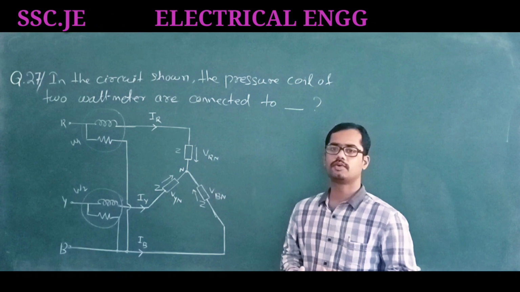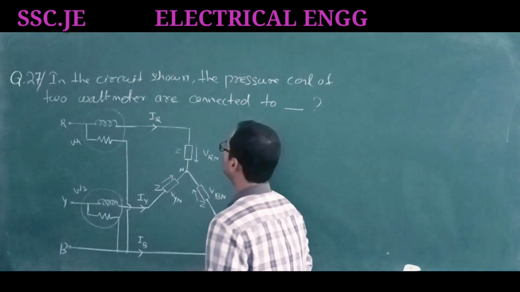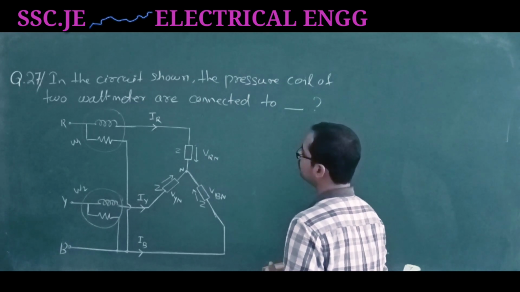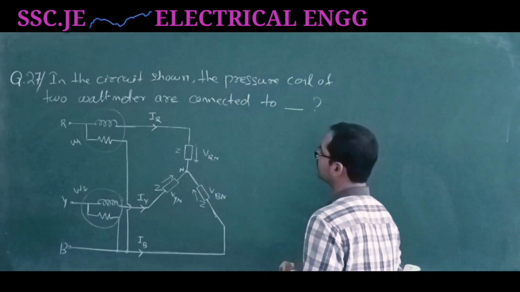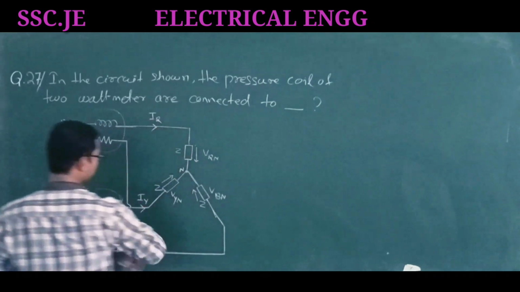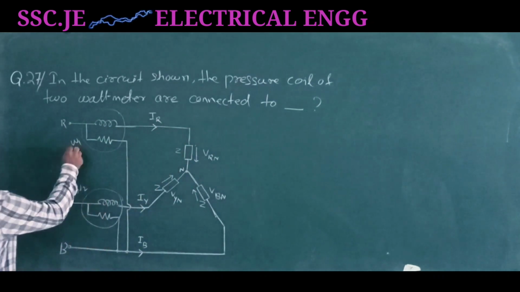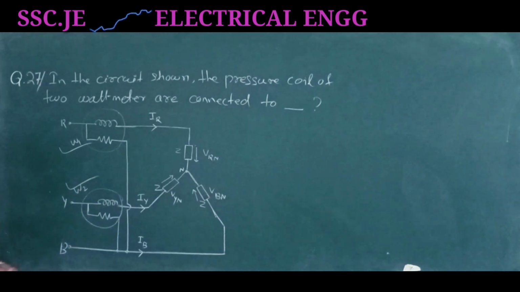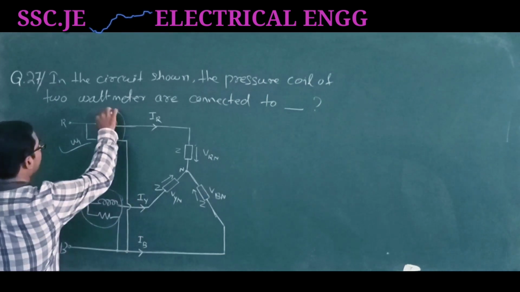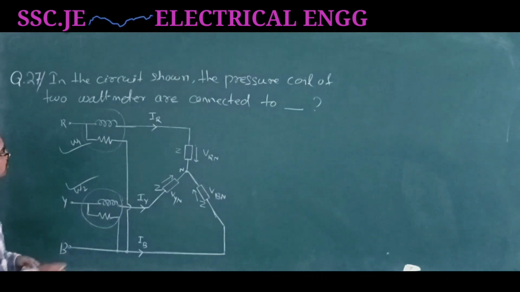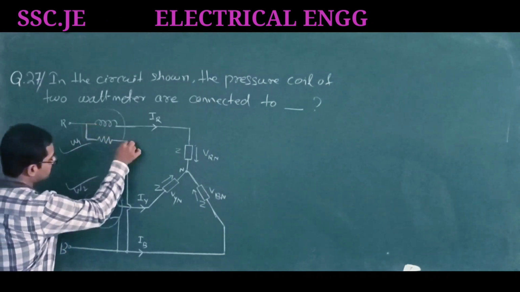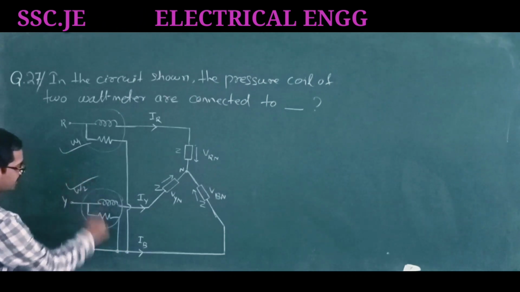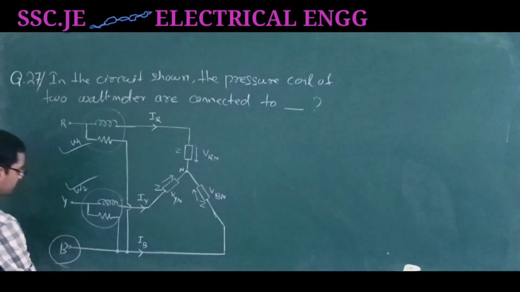So question number 27. In the circuit shown in the figure, the pressure coil of 2 wattmeters are connected to dash. Okay. So this is the diagram, this is the circuit, and there are wattmeter 1 and wattmeter 2. 2 wattmeters are there, and this is your current coil and this one is the pressure coil. So the pressure coil is connected from the 3-phase supply to your B terminal.